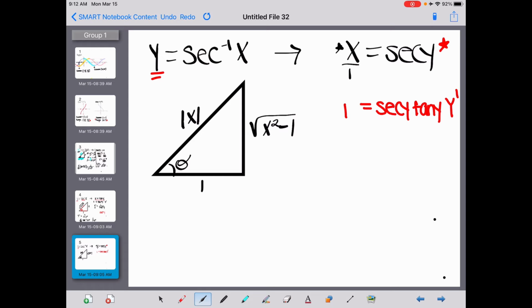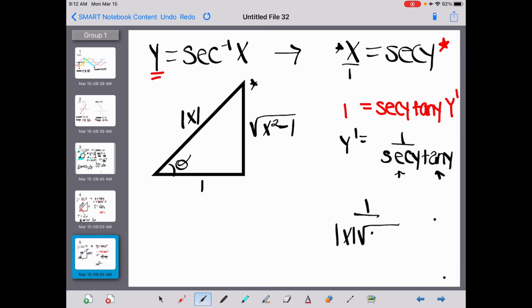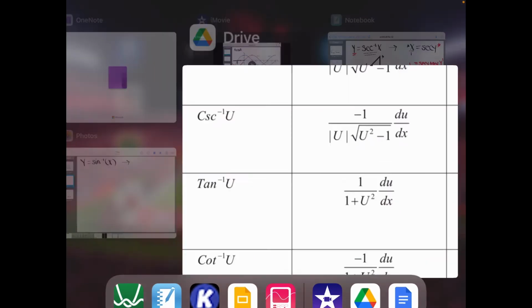If we solved for y prime here, we'd get 1 over secant y tangent y. Now, going through this, you guys now know your trig rules. You can apply the triangle. You'll end up with 1 over the absolute value of x times the square root of x squared minus 1 as your y prime. So the derivative of secant inverse is just that.